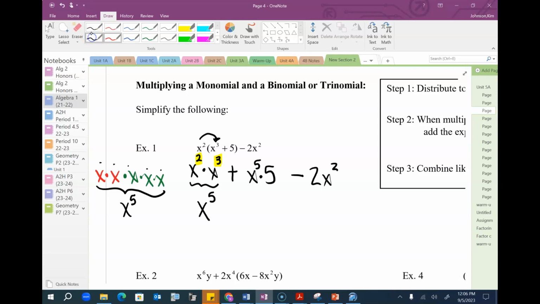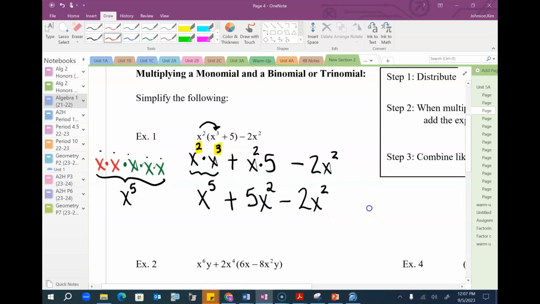All right, and then that's x to the 5th plus... oh, whoops, that was supposed to be an x squared. It was x squared times 5. So x squared times 5, I'm going to rewrite that where the number comes in front. So it's just 5x squared. And then I'm going to bring down the minus 2x squared. There's no extra math there.